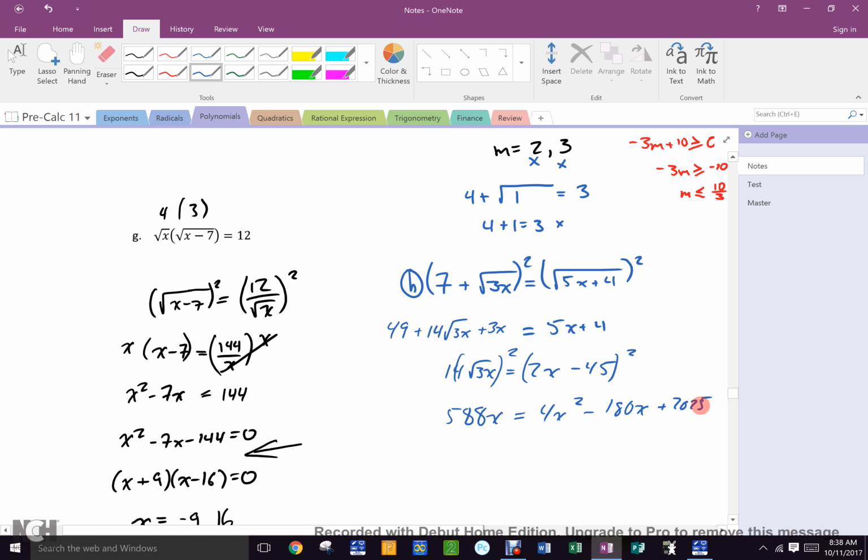Okay. Now what would you do? You'd move the 588. So that's going to be minus 768x plus 2025. Now what would you do? Factor. Right? Well, first you try to simplify, but you can't, can you, Bert? Because 4 won't go into 2025. So you'd factor it. I'm going to tell you right now, if any of you did this and you tried to factor it, you would find it didn't factor. Okay?